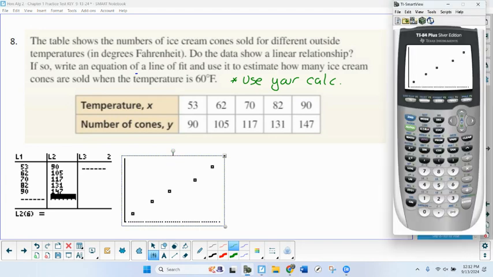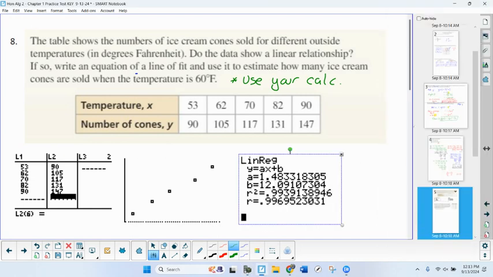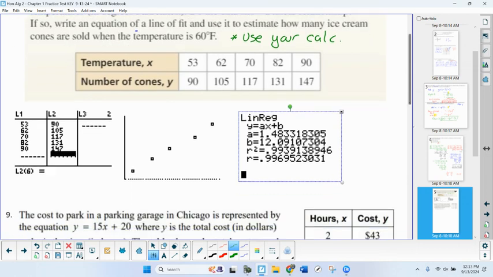So now, Addie, what do you do next? Go to stat and then to calc and then 4. Stat calc 4. Down to calculate. Run that regression. Now, what's the correlation coefficient? 0.99. Is that pretty strong positive? Mm-hmm. Now, I will ask you for the model.